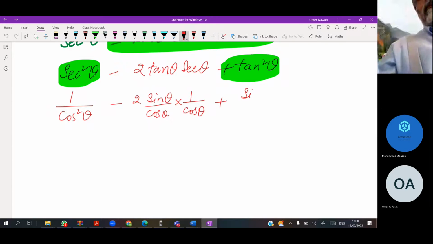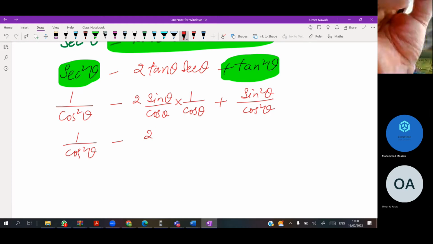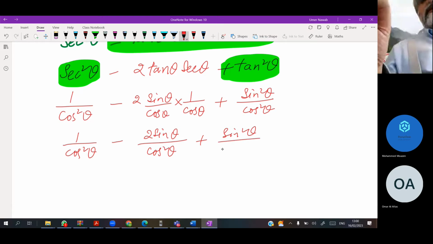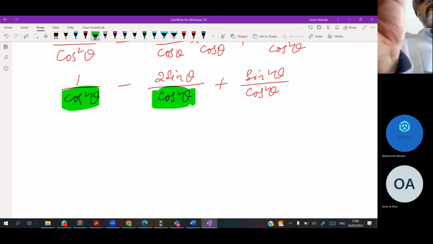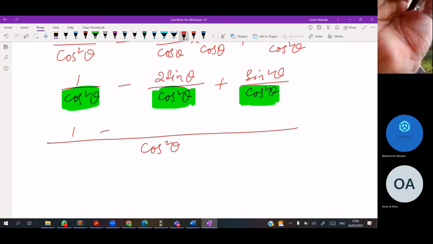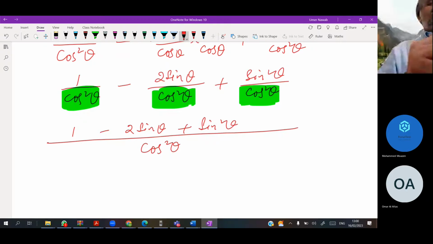And tan square is what? Sine square theta over cosine square theta. Wow. So 1 over cosine square theta minus 2 sine theta over cosine times 1 over cosine, plus sine square theta over cosine square theta. Now, do I have the same denominator, boys? I'm going to write a single denominator, cosine squared of theta. Now I have 1 minus 2 sine theta plus sine squared theta.